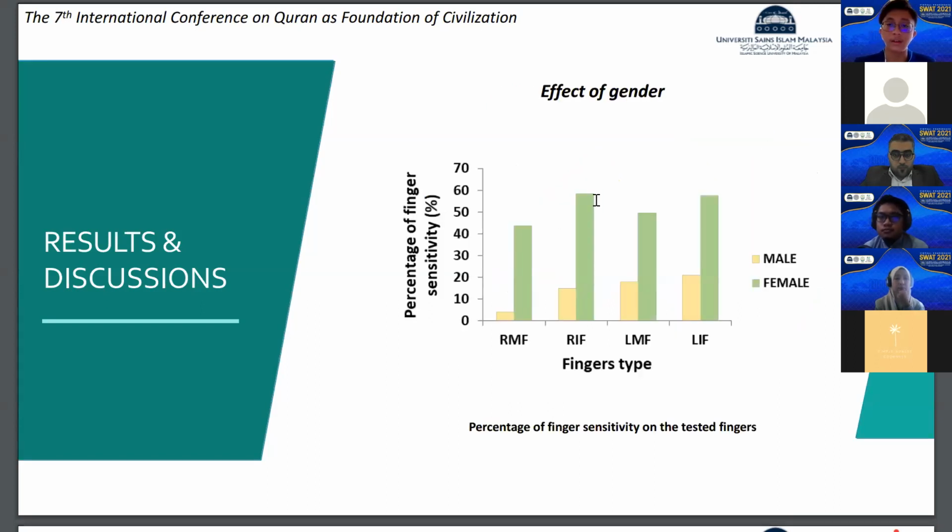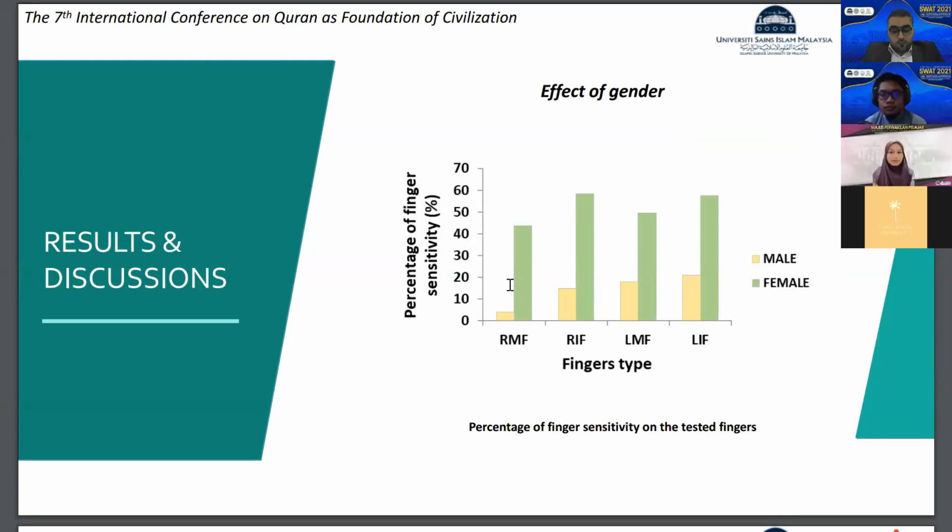Next, this is the graph for effect gender. As we can see, the green bar, which we represent as female, had the greater sensitivity compared to male for all of the test site. So we can conclude that female have a better finger sensitivity.